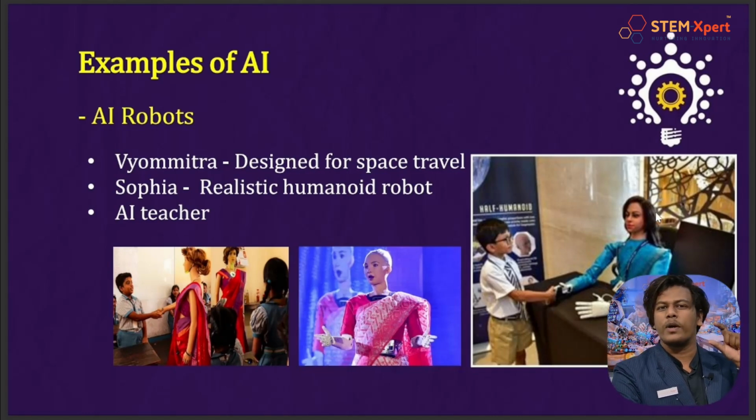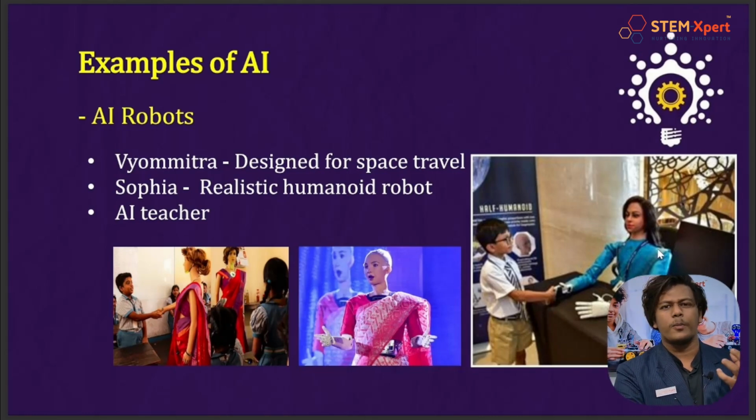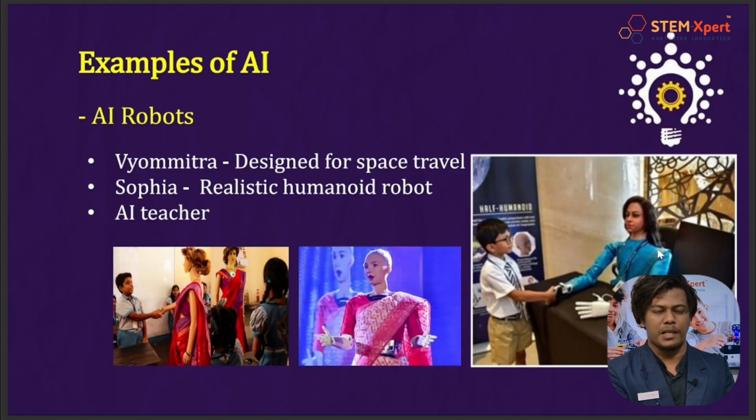Has anyone heard this word before? Vyomitra? Anyone? Okay, I can explain. This robot is designed for space travel. Just look at the last image. This robot is designed for space travel, for collecting details, for helping the astronauts. That's really something, right? And it was developed by ISRO, the Indian Space Research Organisation. That's really something, right? Now let's focus on the second one. That is Sophia.